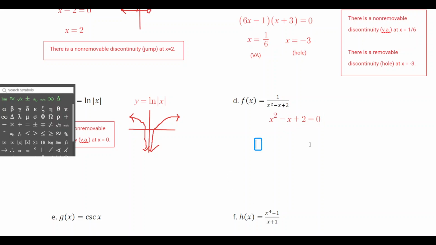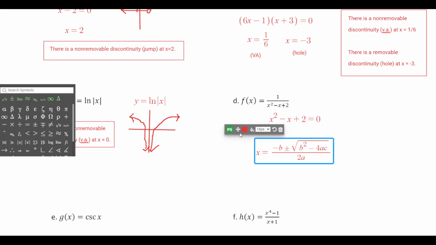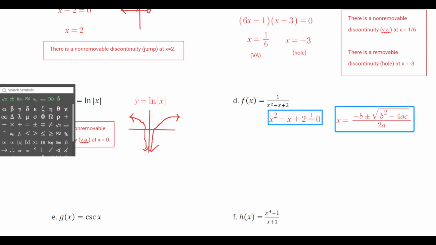And as I do that, let's see, so x equals, I'll just go ahead and type it out for you in case you forgot what it was: negative b plus or minus the square root of b squared minus 4ac, all divided by 2a. And I'm going to substitute 1, -1, and 2 into a, b, and c respectively.